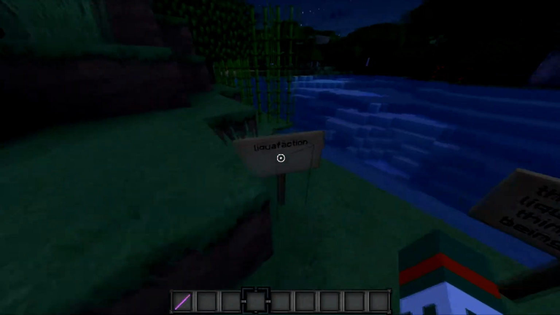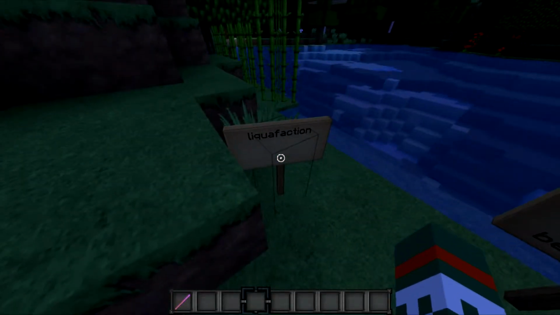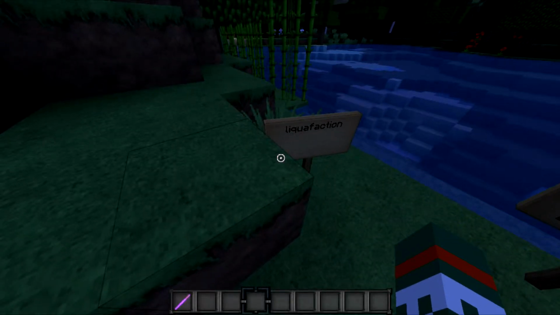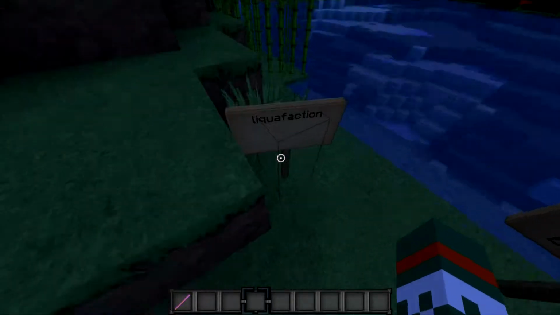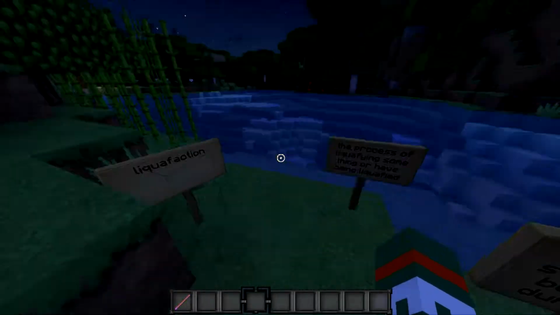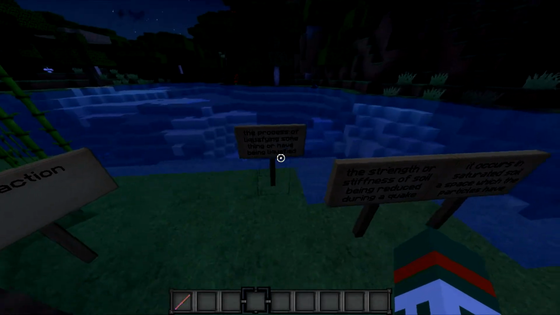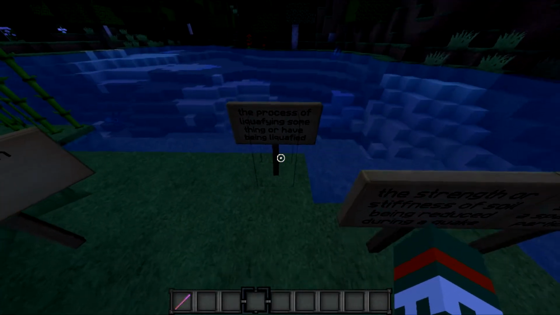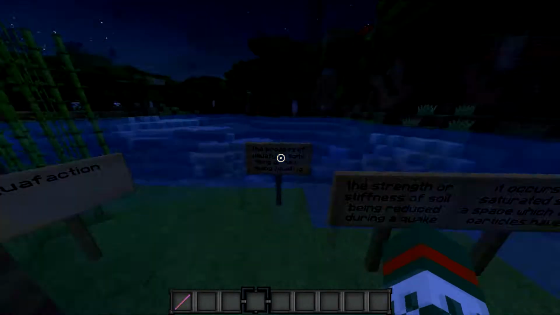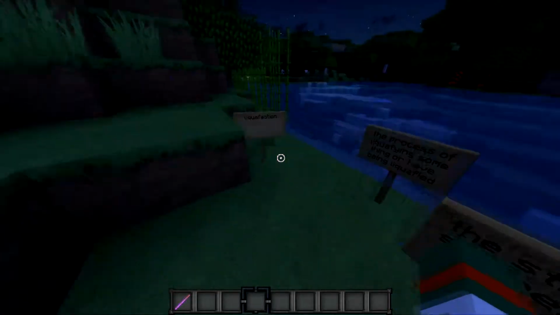Anyway, today we're going to be talking about liquefaction and soil and all that other fun stuff. So let's get into it. Hopefully, I can remember this stuff. I just did a bit of research, but I won't be able to, no doubt. But anyway, liquefaction. What is it? The process of liquefying something, or something having been liquefied, and we'll get into that.